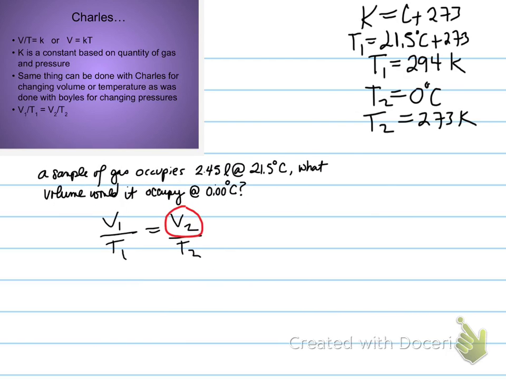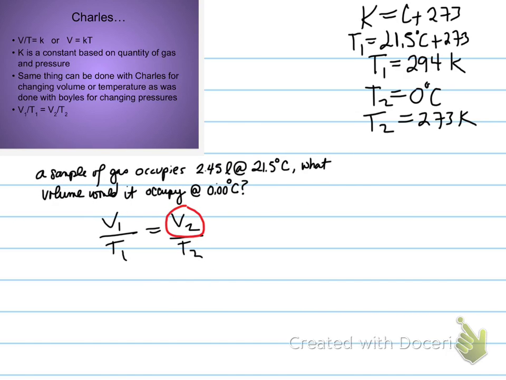So always, always, always rearrange before you attempt to solve. If you multiply both sides by T2, you have V2 isolated. So V1 T2 over T1 equals V2. Once you have it rearranged, then you can plug numbers in. Please do not plug numbers in and then rearrange. On tests and quizzes for this, I always give points for showing your rearrangement solved for the variable that you're attempting to solve for. Okay, so we can do our plug-in now.